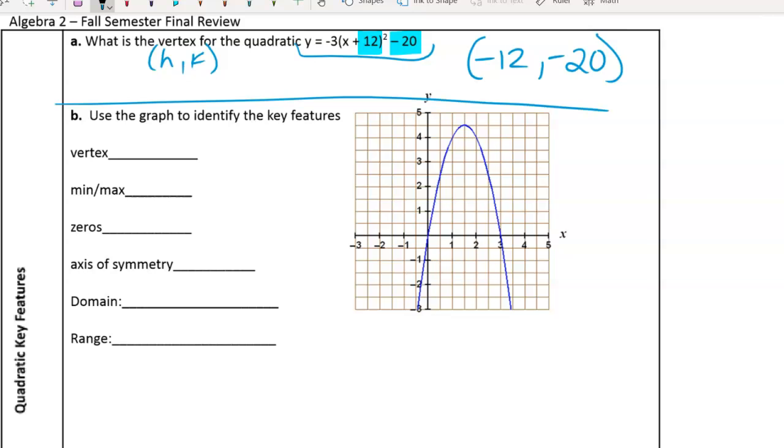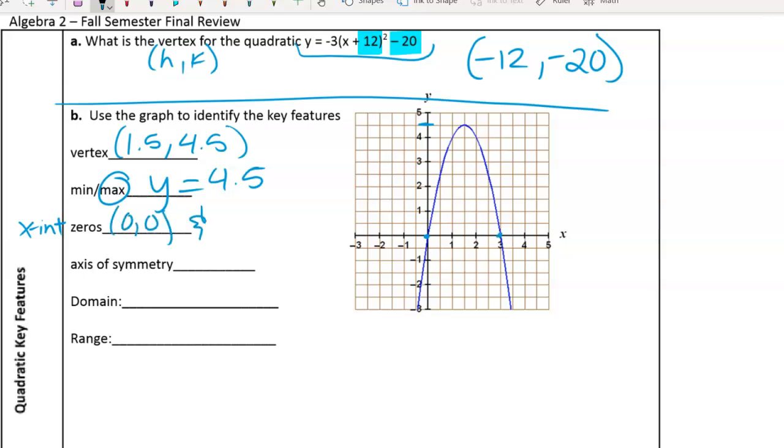Now moving on, we know what the vertex is for the second one, (1.5, 4.5). Now, do we have a minimum or a maximum here? A maximum. So we'll circle max and we'll say y equals 4.5. Our zeros, those are the x-intercepts. So we have (0, 0) and (3, 0).